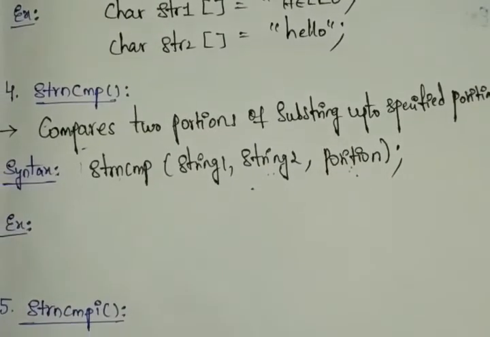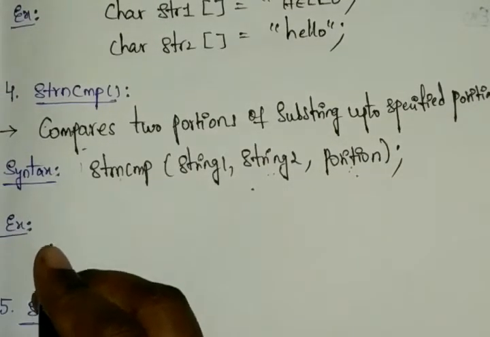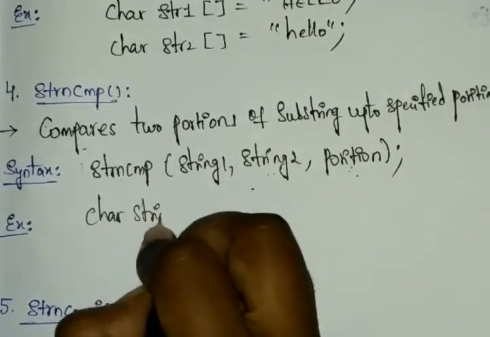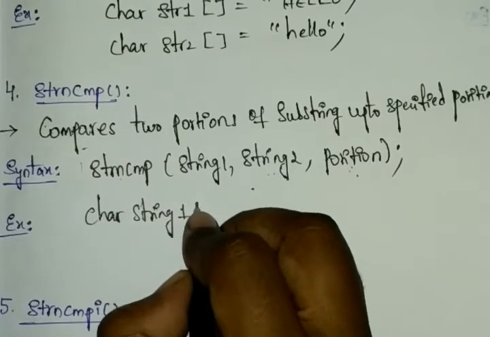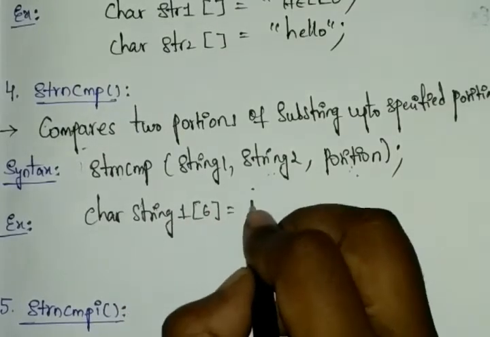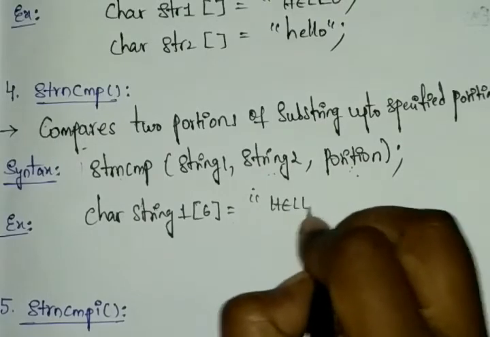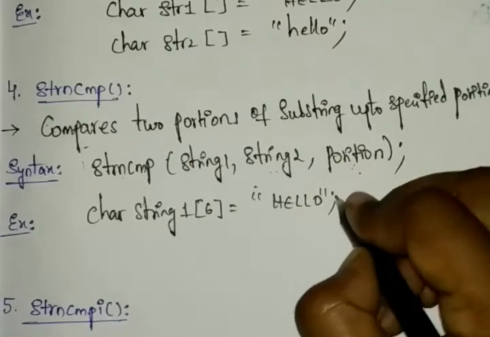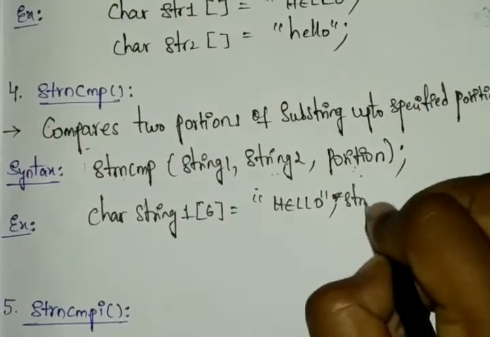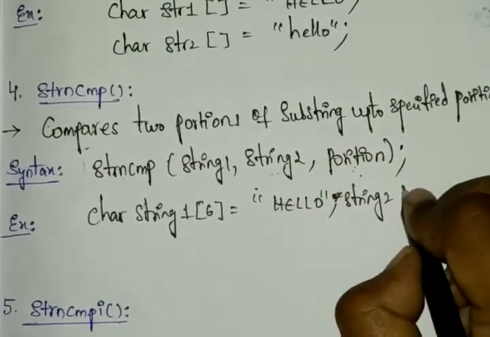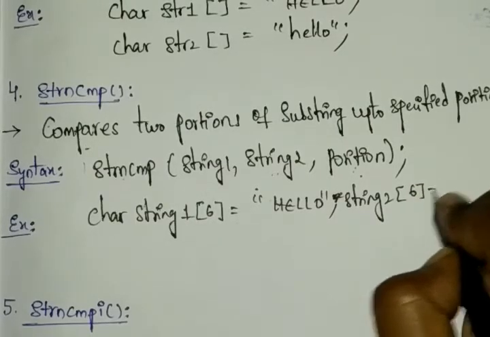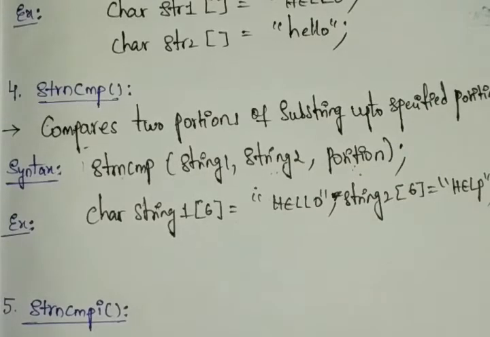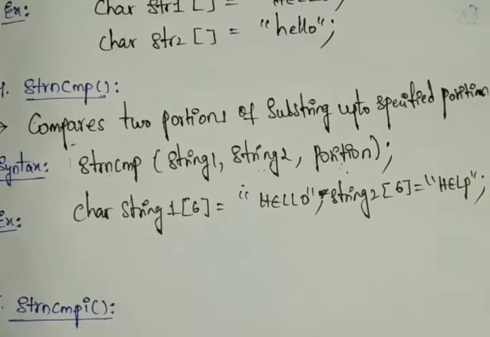You can see how it looks. For example, I am choosing character string 1 with size 6, and I am always taking hello so you will not get confused. Then you write string 2, which also has size 6, or you can write 5 or even 10, that's your choice. Here I am choosing help.